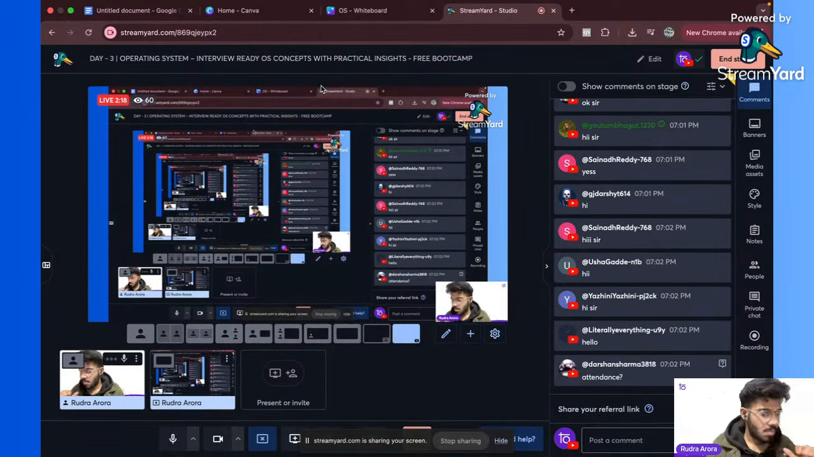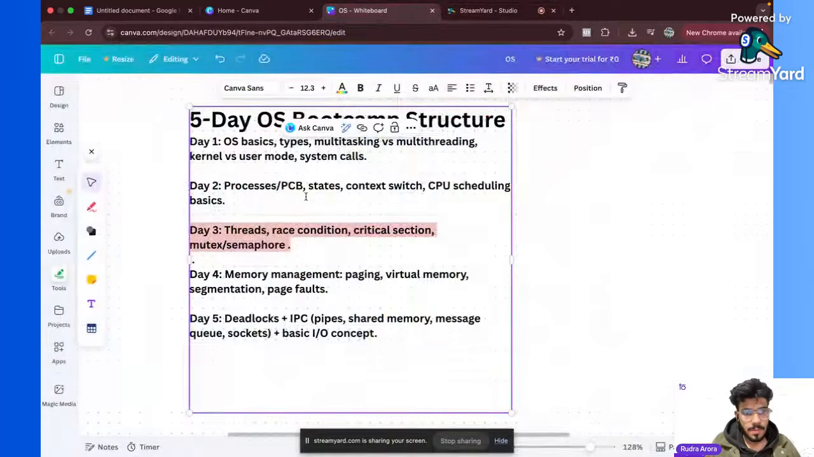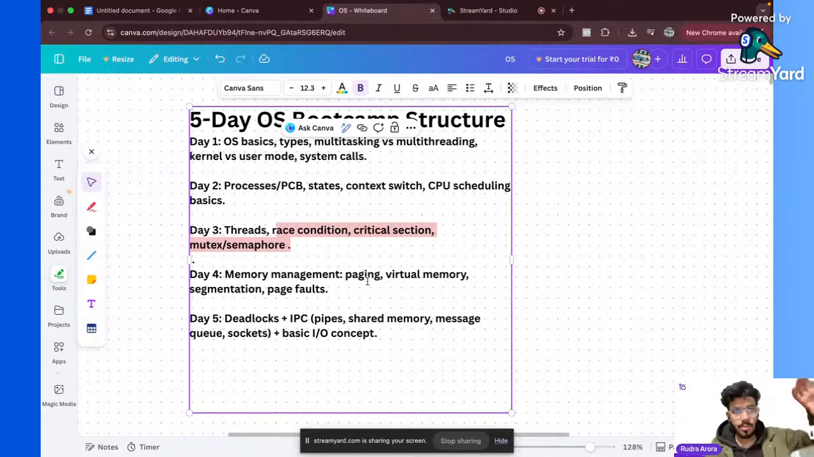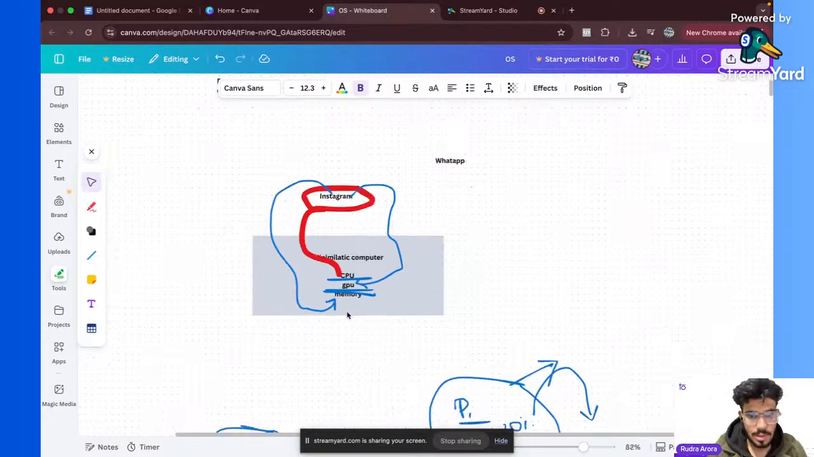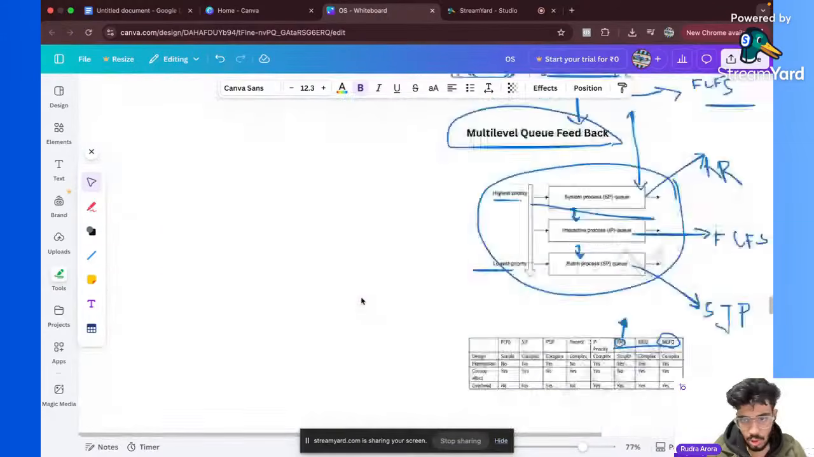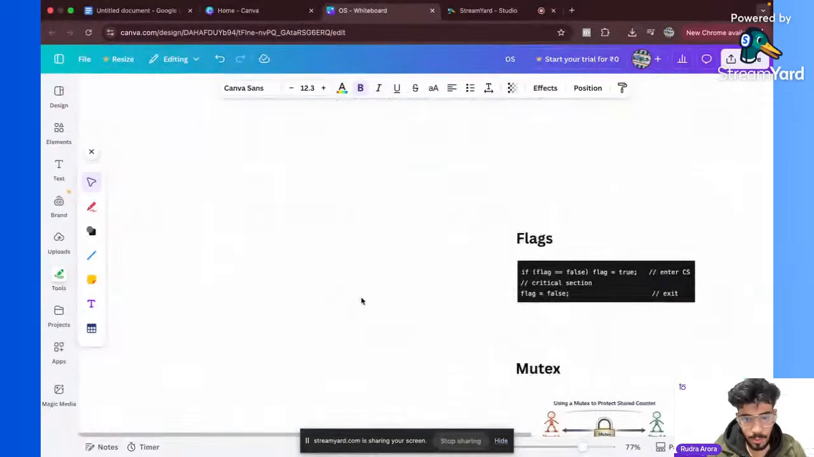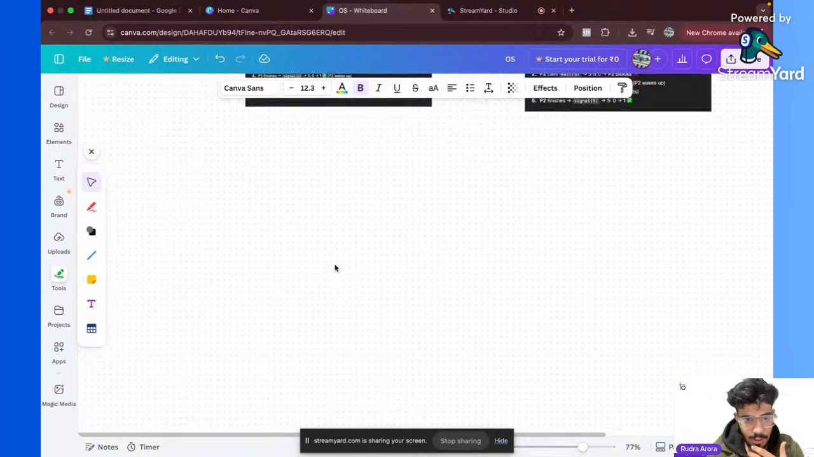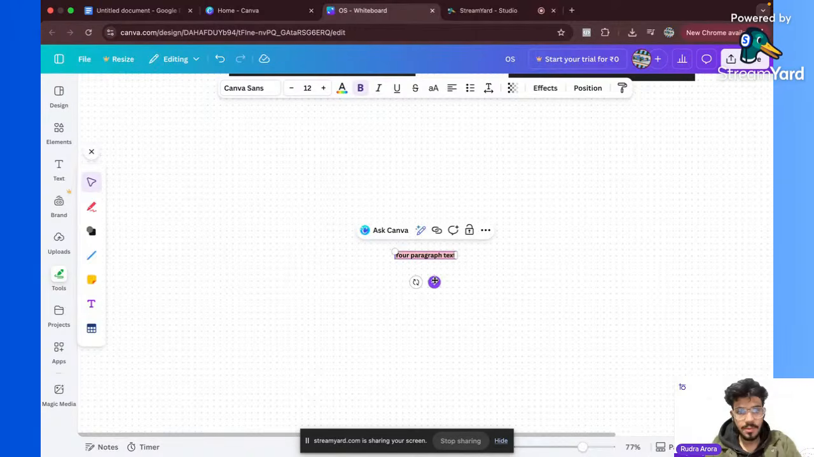I think we can start now. Before diving into that, what is race condition, critical section, and mutex and semaphore? So what we'll do is revise what threads are and how multi-threading is better than multitasking. Then we'll continue with all these. So this much all of you must have covered. Today you will cover flags, mutex, semaphores.